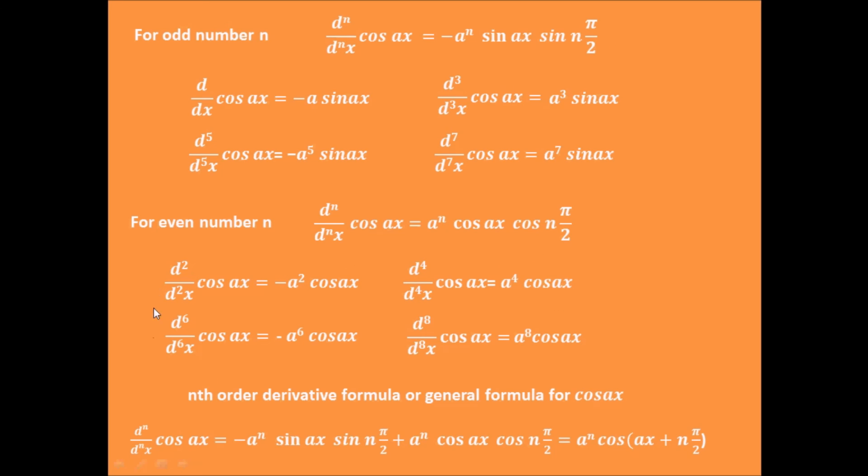So we can have the nth order derivative formula for cosine ax equals minus a to the power of n times sine ax times sine n pi divided by 2 plus a to the power of n times cosine ax times cosine n pi divided by 2. By using trigonometric formulas, we can put these two terms into one function, which is a to the power of n times cosine of ax plus n pi divided by 2.